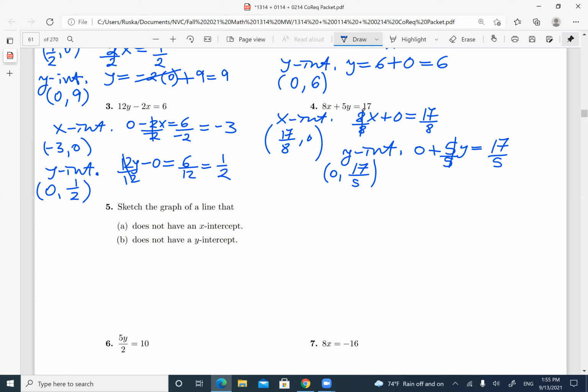And then the next question, number 5, they asked me to graph a line that has no x-intercept. How are you going to do that? Which graph doesn't cross the x-axis? Can you think about a line which is not crossing the x-axis? What type of line is it? And remember, the line is going to continue on both sides to infinity. So what type of line is not crossing the x-axis?